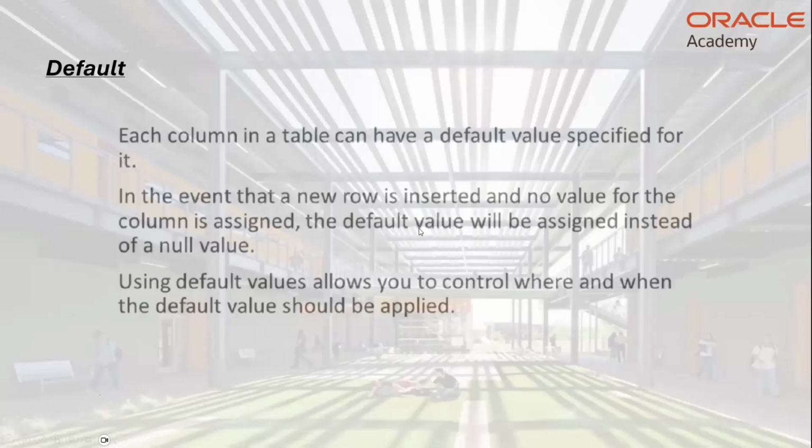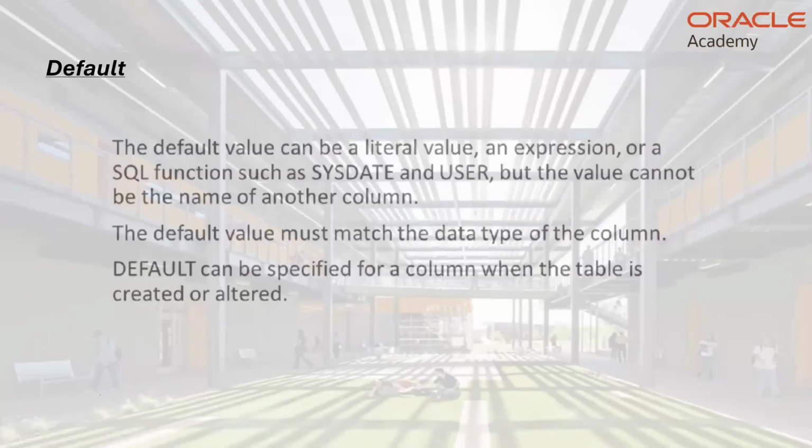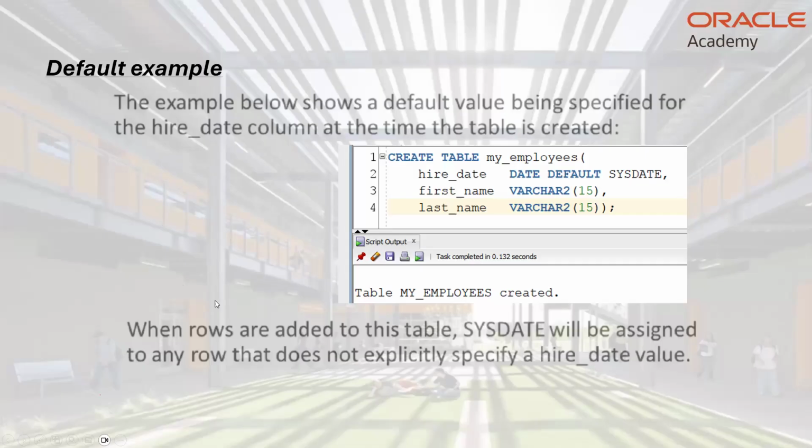So in this scenario, in the event that a new row is inserted and no value for the column is assigned, the default value will be assigned instead of a null value. If you remember way back when we were creating tables, you can create a default for your value there. That's probably the best way, like sysdate and things like that, or user. Special values like that really help if you add them as default values, so you're not inserting the same special values all the time. That's the reason for it.